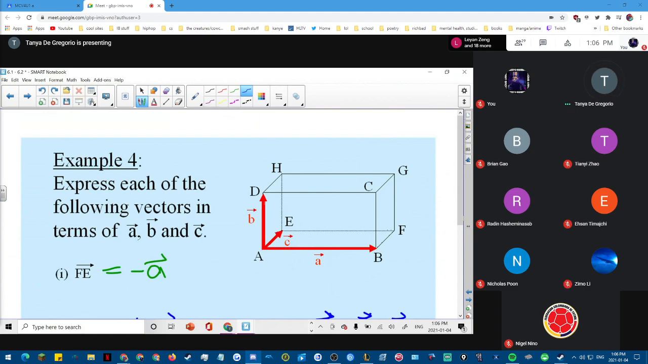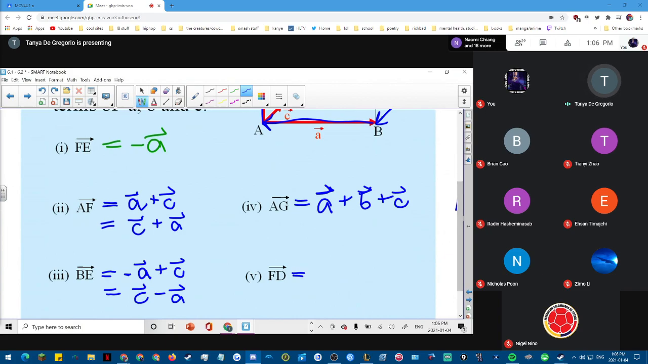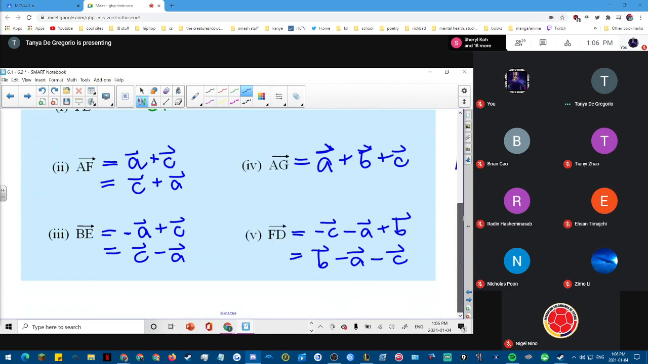Okay, FD. Let's take a look at FD. So F going to D. What path do you guys want to take? So we're gonna take B and then we're gonna manage vector C and vector A, right? Okay, good. So we noticed that we're going to have a negative C, we're going to have a negative A, but we're going to have a positive B. And so we could write it like this, or better yet, okay, both are correct. Any questions?